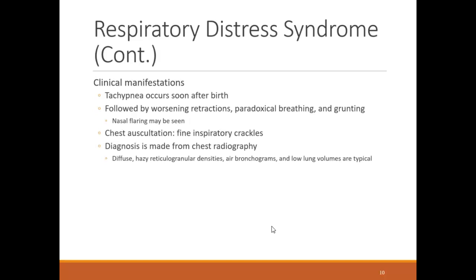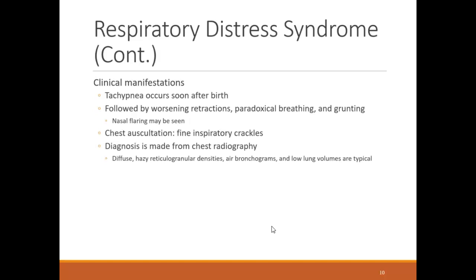Cyanosis is, like I said, a subjective assessment. You may or may not see it with these patients, but these patients do tend to have poor oxygenation. Usually they're then going to do the definitive diagnosis with a chest x-ray. So on your ClinSim exam, I would almost guarantee that you're going to get an RDS patient on your ClinSims. You're going to want to get a chest x-ray for these patients.